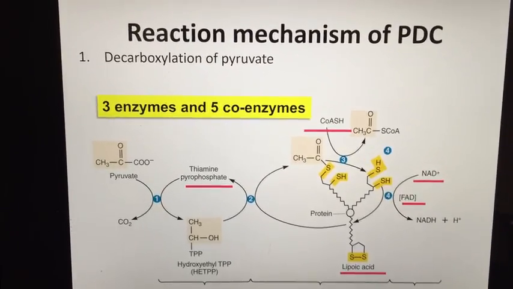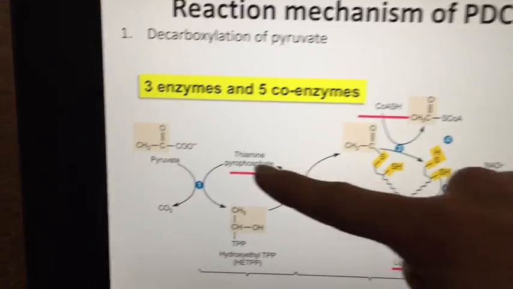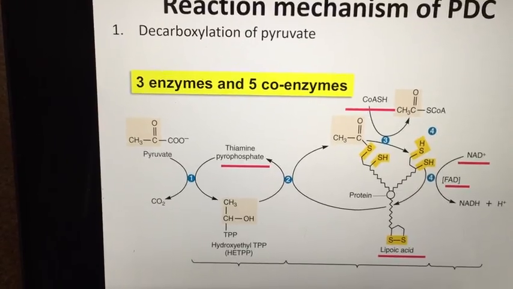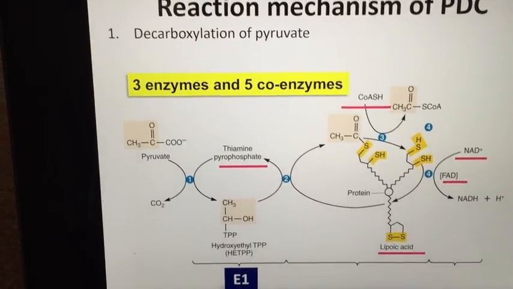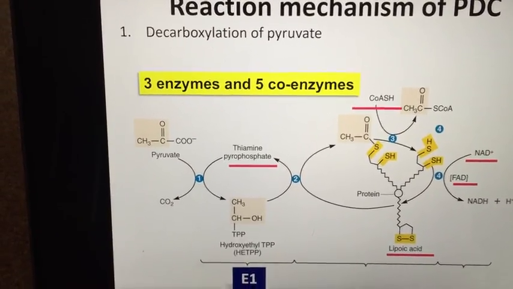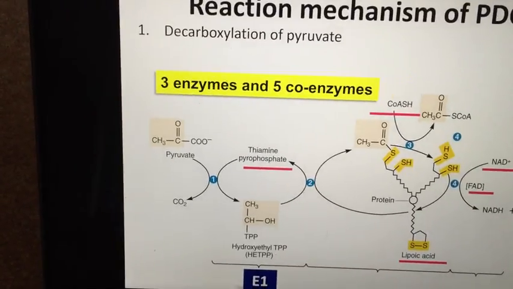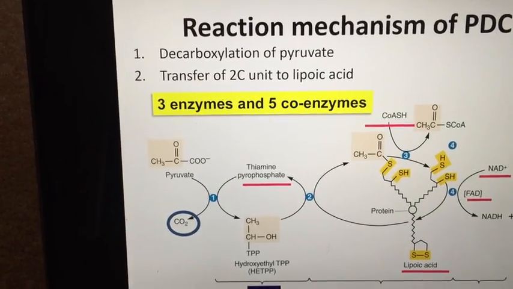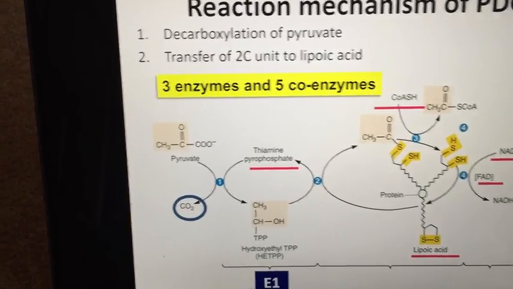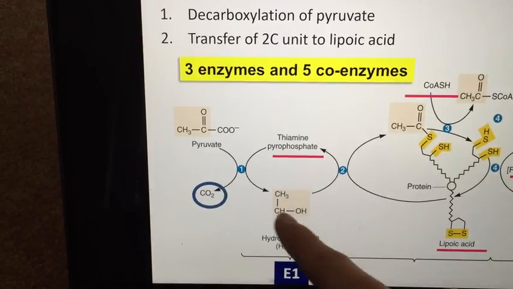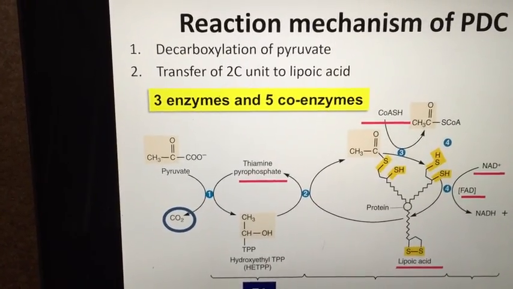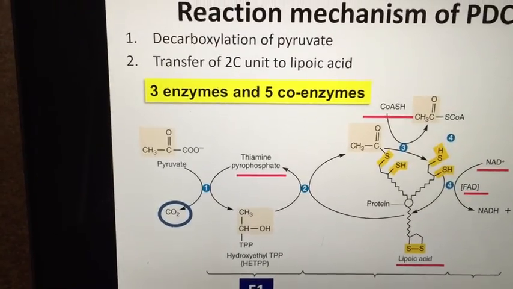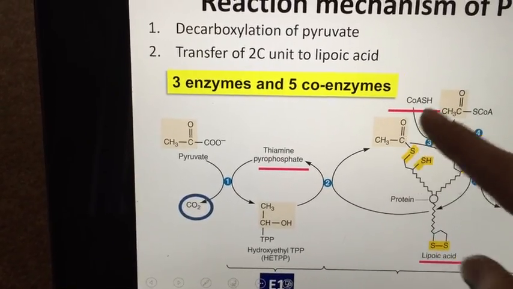So the first reaction involves the decarboxylation of pyruvate. So there's pyruvate, it gets decarboxylated, so carbon dioxide is removed. This happens by enzyme 1 and is assisted by the coenzyme thiamine pyrophosphate. When pyruvate becomes decarboxylated, it then becomes this 2-carbon unit over here. That 2-carbon unit then gets transferred to lipoic acid, which is the second coenzyme. So it takes the 2-carbon unit.